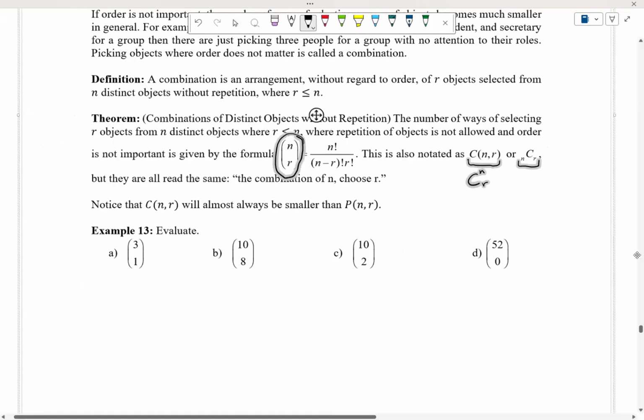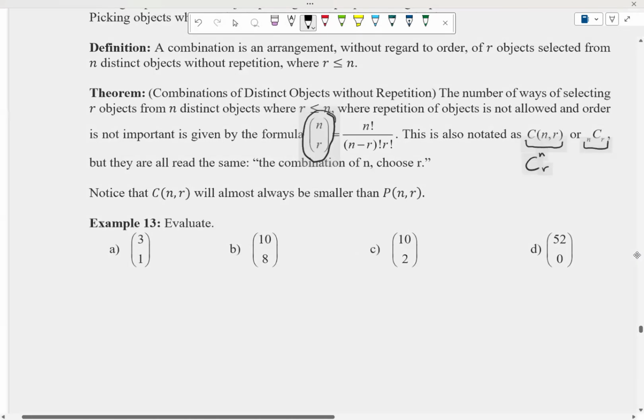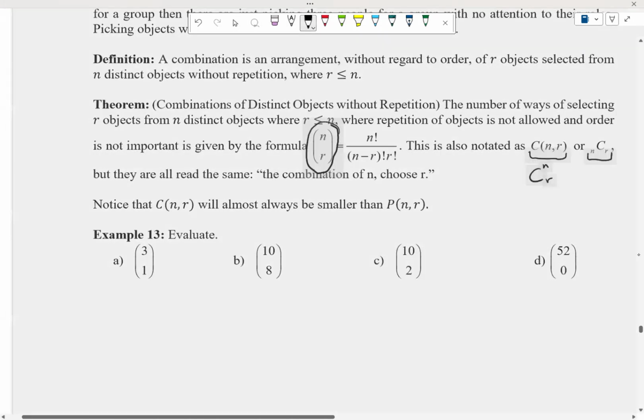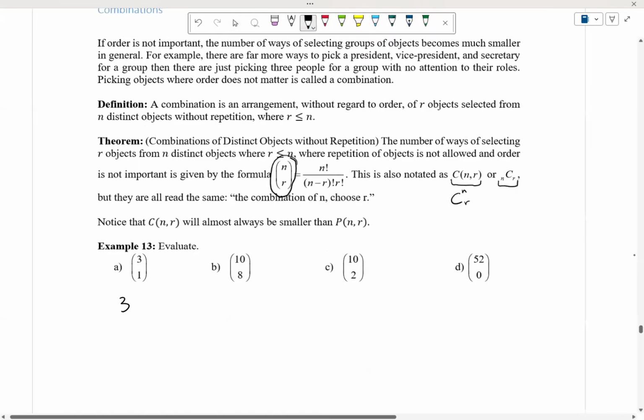So if I want to do 3 choose 1, sometimes you just leave out the word combination as well. It's much more common. So just 3 choose 1. That would be 3 factorial over 2 factorial, just like with permutation, but we also have to put the 1 factorial. That's the difference in calculation. And that 2 plus 1 on the bottom has to add up to 3.